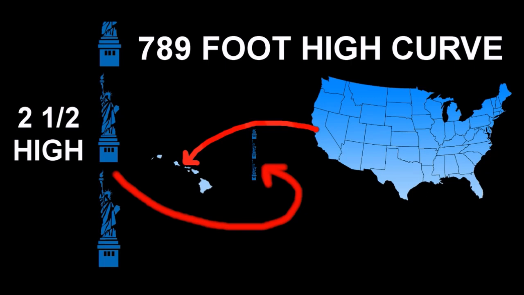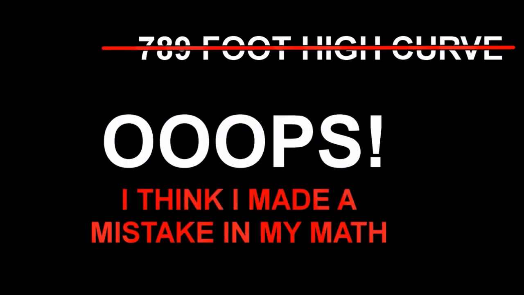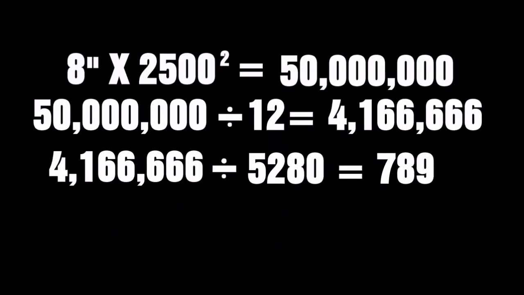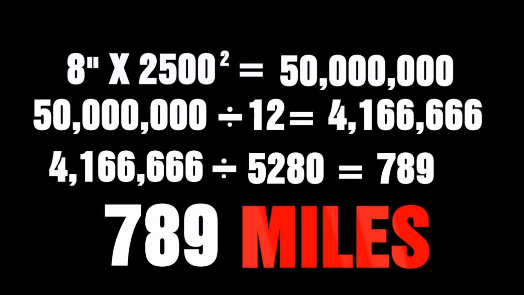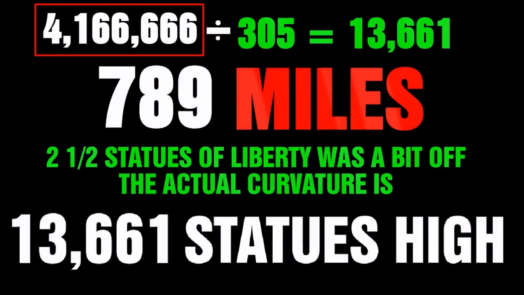Oh. Okay, thanks, bye. Oops, I made a math mistake. Let's look at this again, shall we? Okay, so we had 8 inches times 2,500 squared is 50 million. 50 million divided by 12 is 4,166,666 divided by 5,280 equals 789 miles. So that equals out to, instead of 2.5 statues of Liberty, 13,661 statues high.